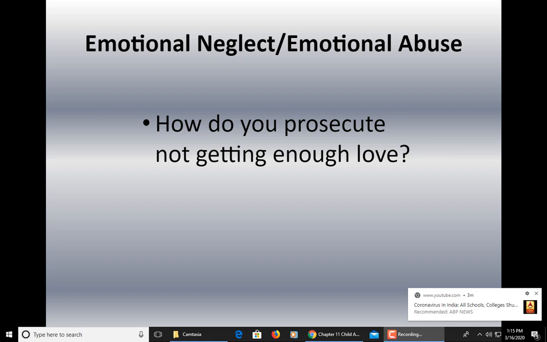This is kind of out of sequence here, but emotional abuse, rather. This is just another prime example. How do you prosecute a case for not getting enough love? Very subjective. Like I said, I've never done one before.